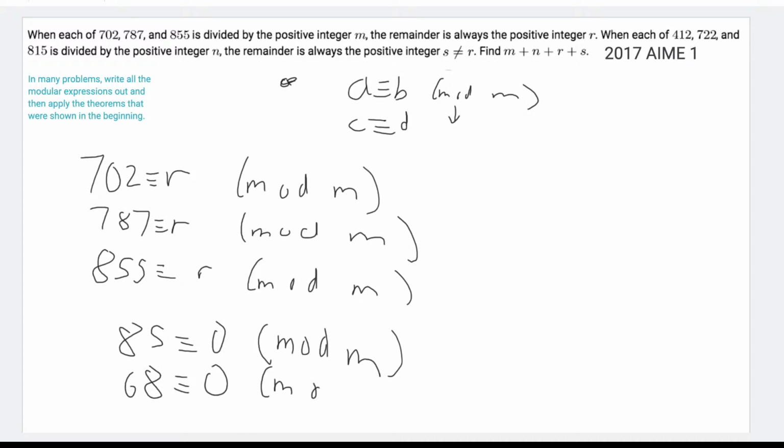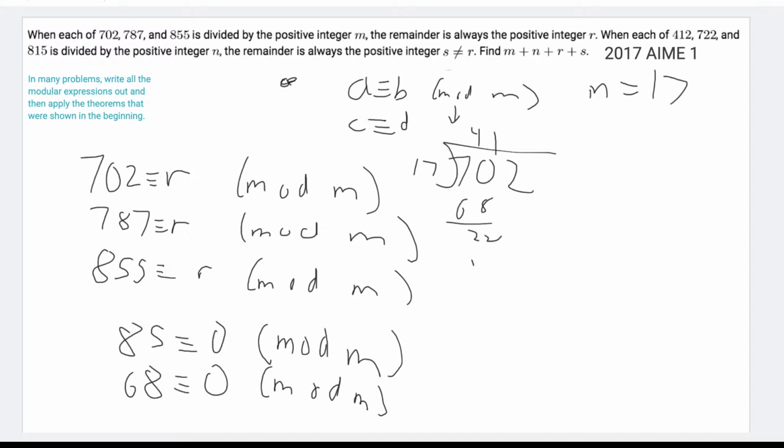Now, we start to notice something. If both of these numbers are divisible by m, that means we need to find the GCD of 68 and 85, which is clearly 17. You can use the Euclidean Algorithm yourself and find the GCD of 85 and 68, but it is 17. We know m is just 17. Now we're going to divide 702 by 17 to find r, and we get 5, and 5 is the remainder. So r equals 5.